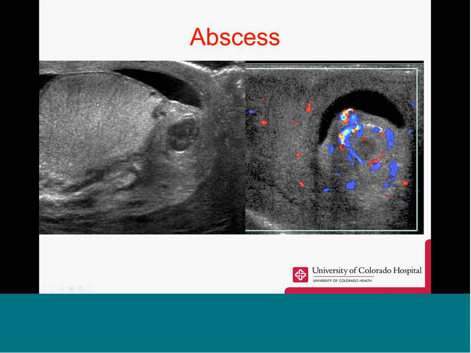Here you can see what appears to be a normal testis. We have an enlarged epididymis, the tail. We have this complex structure within the tail. Putting on color Doppler, we see increased peripheral flow. Maybe a little bit, but not much central flow.